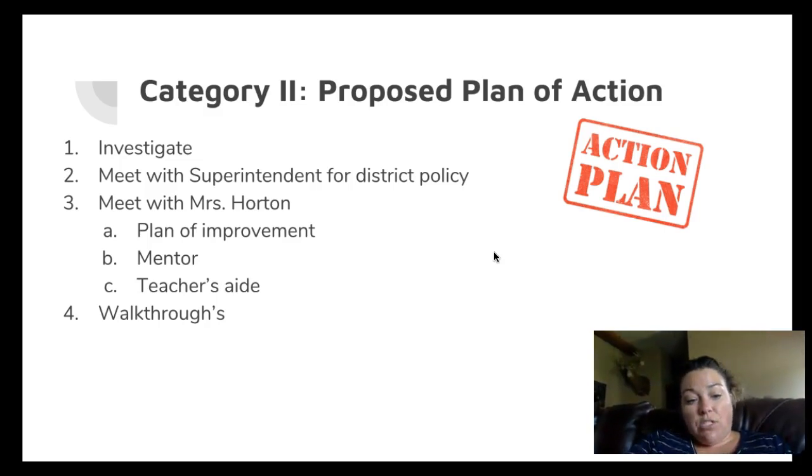Then I would meet with Mrs. Horton and kind of lay it all out on the table and let her know that there's some concerns, and probably start with a plan of improvement.